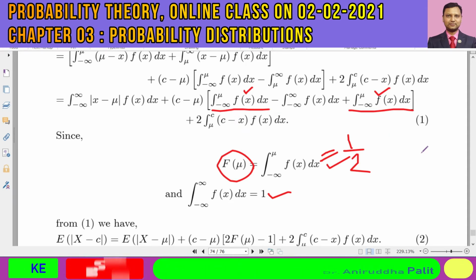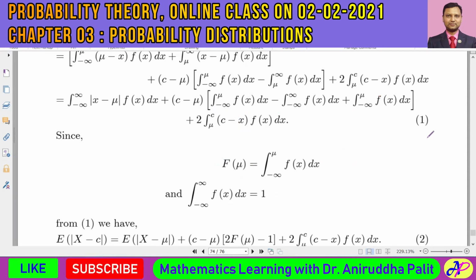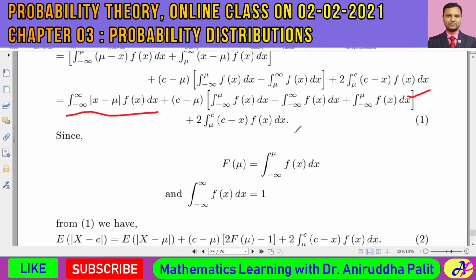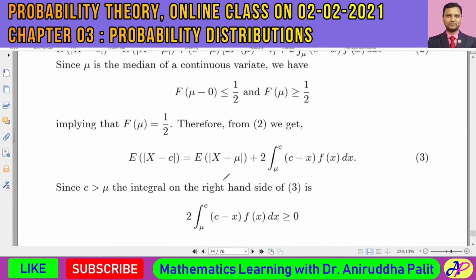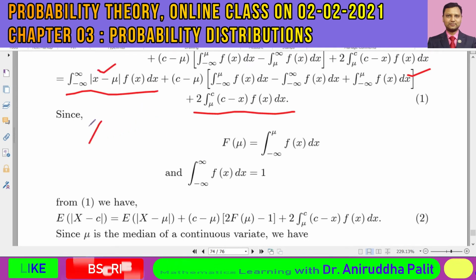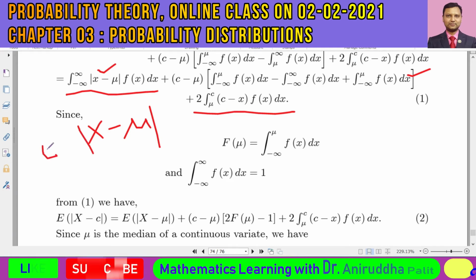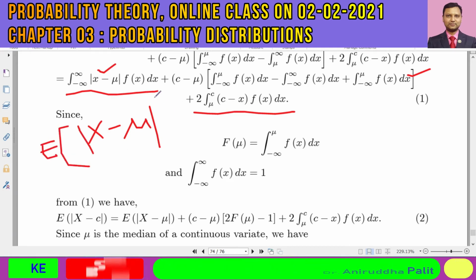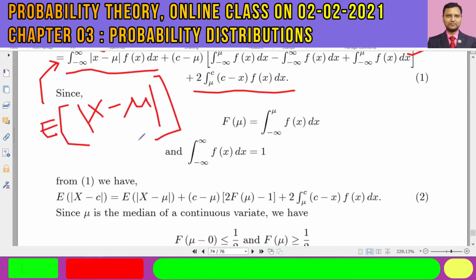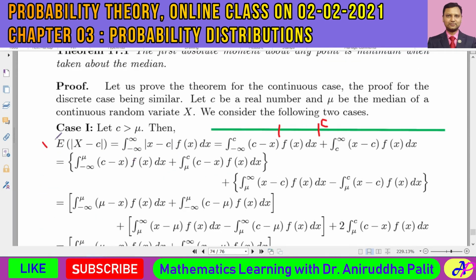Therefore there would not be any contribution from this term at all. That contribution would be equal to 0, and so effectively we will have only the first term and the last term. And what is this first term? That would be the expectation of what? The expectation of modulus of x minus mu. This expectation will be the value of this integral. So we can now write the left hand side: we started with this expectation, modulus of x minus c.